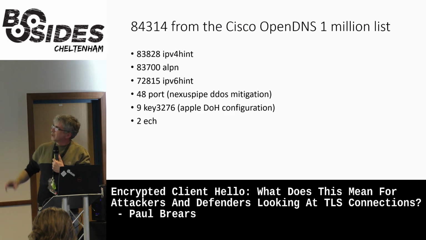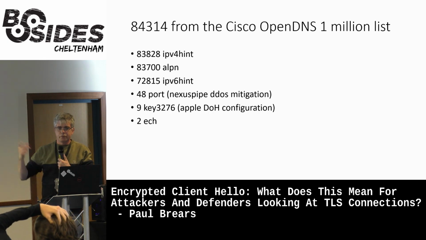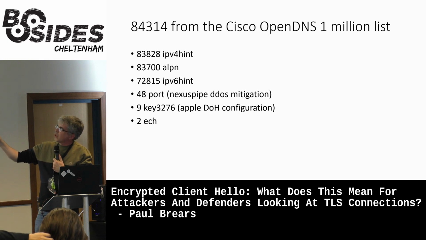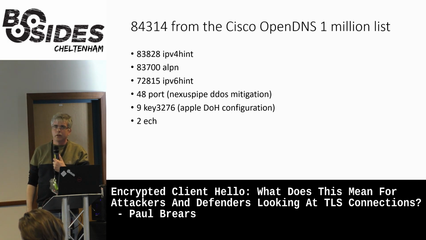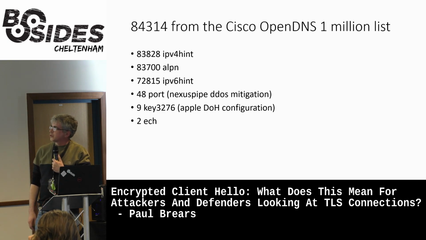So how many of those DNS records are out there and what have they got in them? I looked at the OpenDNS 1 million list. You can see that there are about 84,000 of that 1 million who've published these HTTPS records already, despite the fact it's not an RFC and it's not yet a thing. So that's pretty good adoption for something that's not yet an RFC.